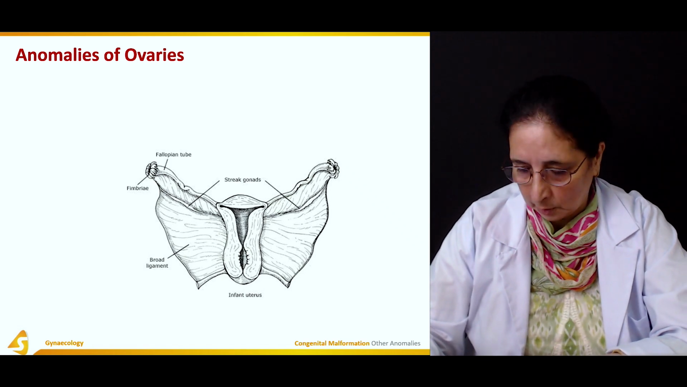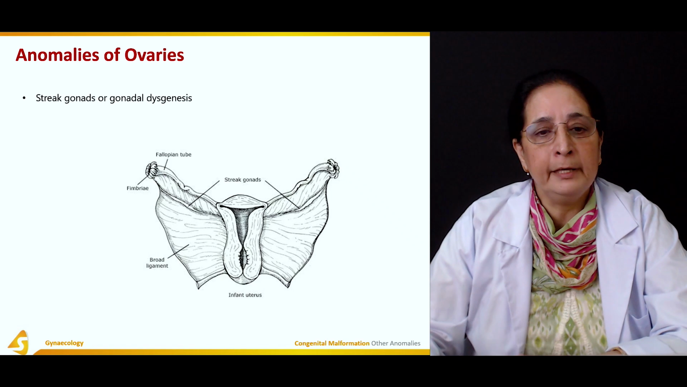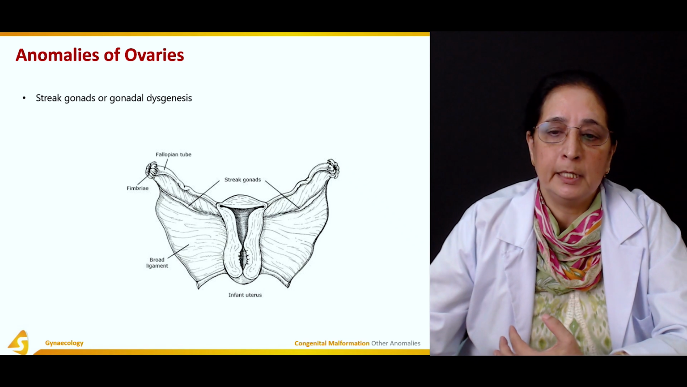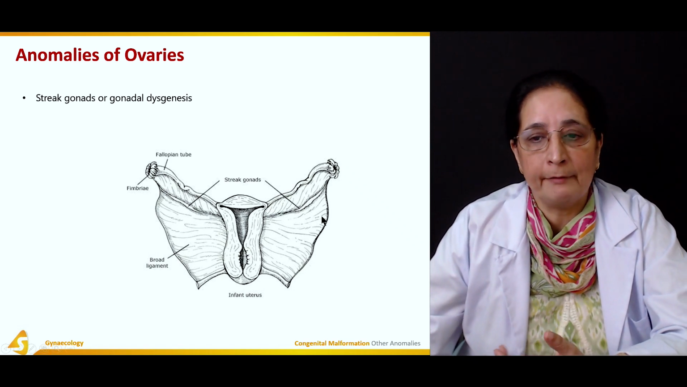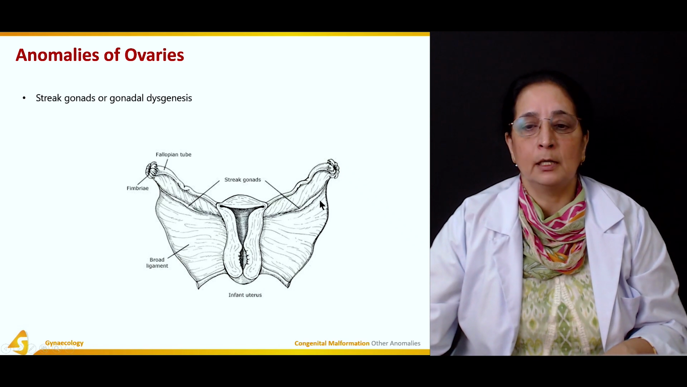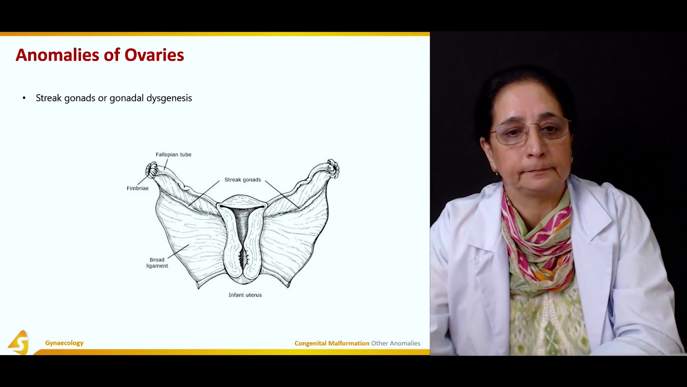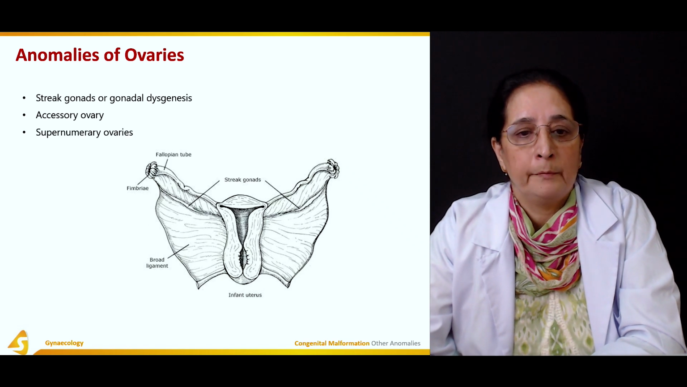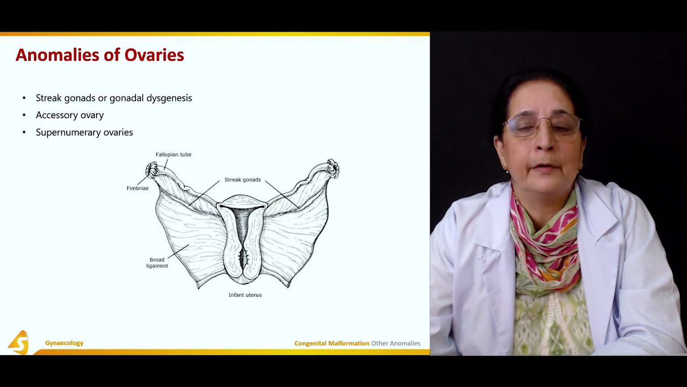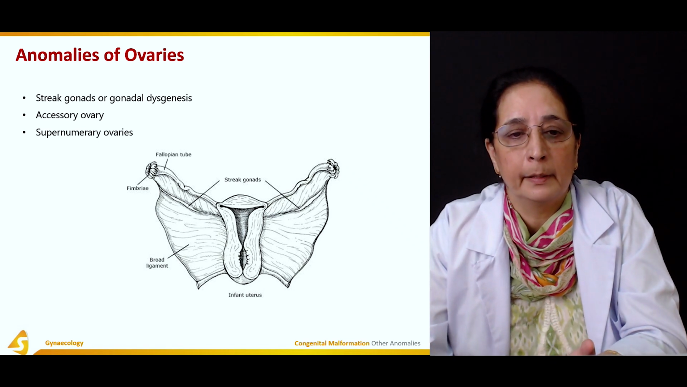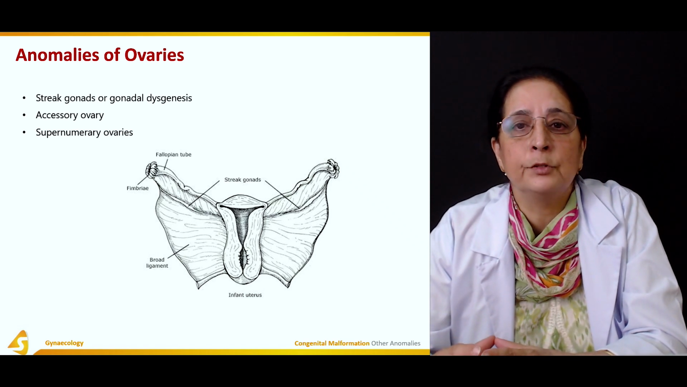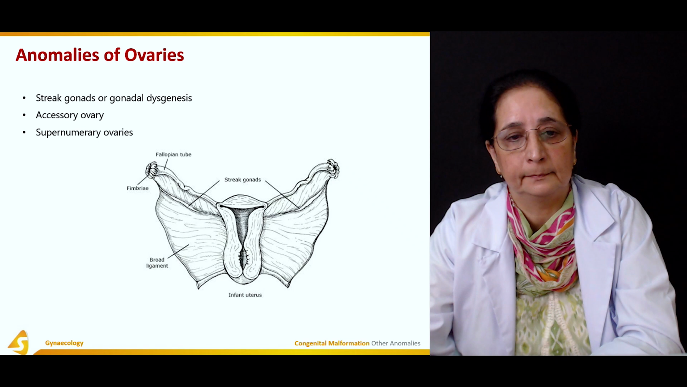So, anomalies of the ovaries. We have streak gonads or gonadal dysgenesis. Sometimes the ovaries do not develop, they stay as streak ovaries, and this is gonadal dysgenesis. We might have accessory ovaries, and then we might have supernumerary ovaries.